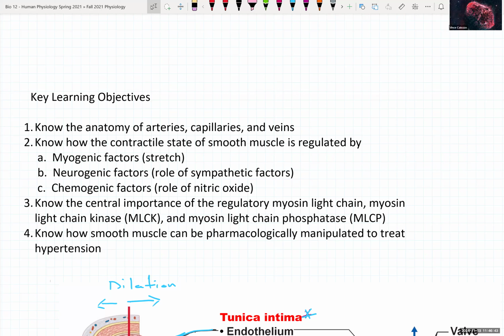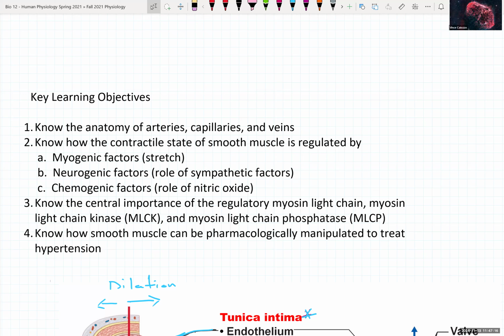The supplemental lecture is going to cover some basic aspects of smooth muscle physiology. Up to this point, you've learned about how skeletal muscle works, and now we're going to delve into how smooth muscle works. The key learning objectives are, number one, to know the anatomy of arteries, capillaries, and veins. The second is to know how the contractile state of smooth muscle is regulated.